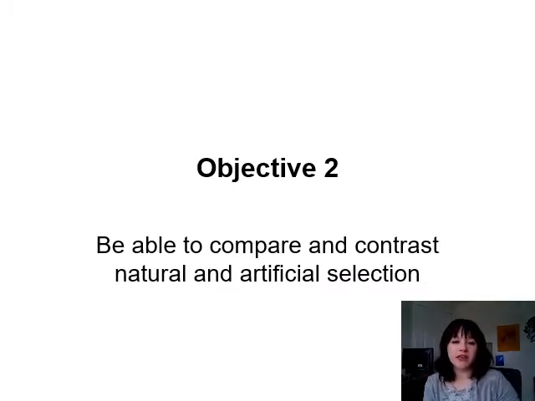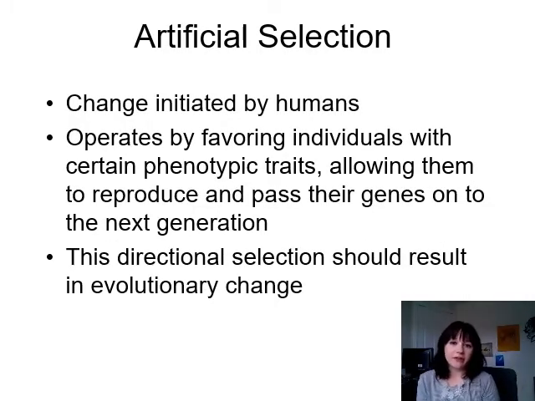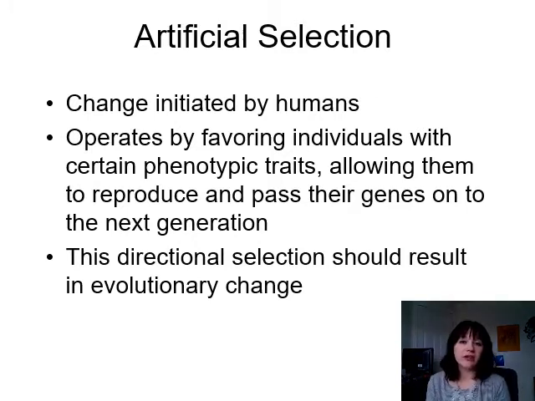Let's move on to our second objective, talking about natural and artificial selection. So you've probably heard of artificial selection before. This is the idea that humans are controlling the traits of an animal and selecting which ones get passed on to offspring. And so this is a lot like natural selection, but instead of the environment choosing what is beneficial, we are choosing what is beneficial.